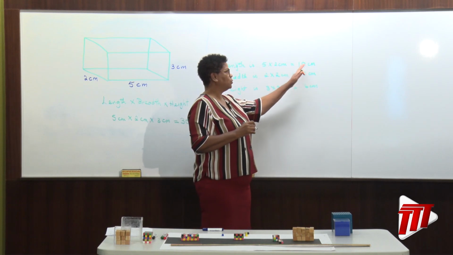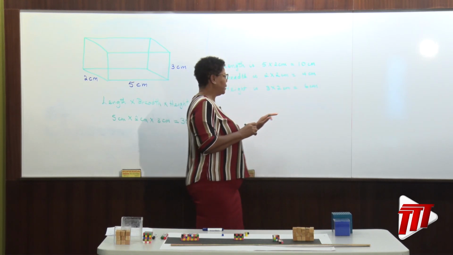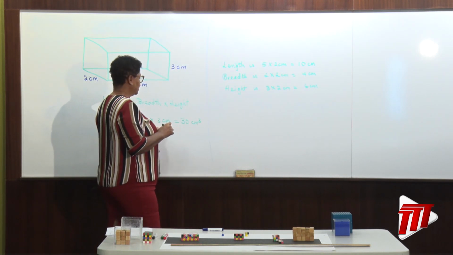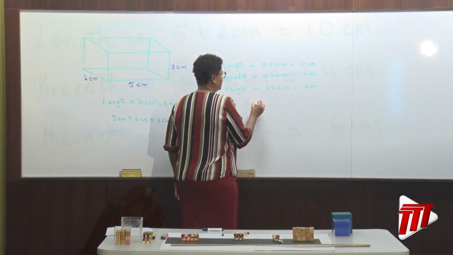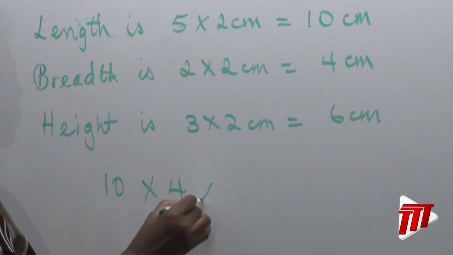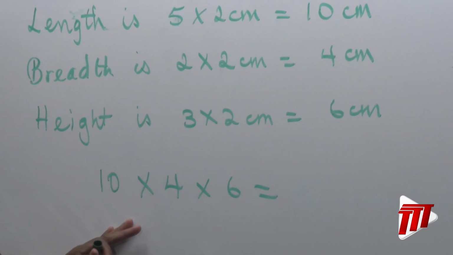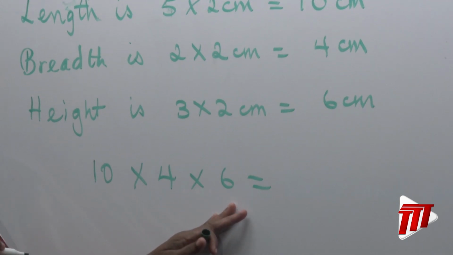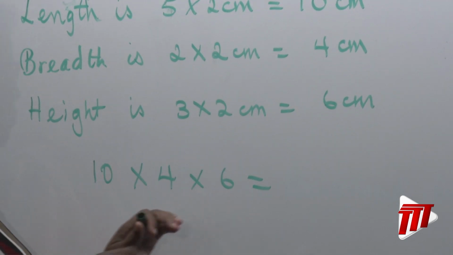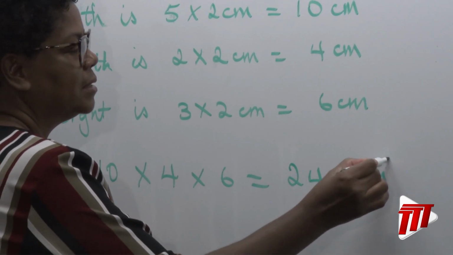So these are our 3 dimensions. Now we're going to multiply our dimensions to work out the volume, which is 10 multiplied by 4 multiplied by 6. 10, 4s are 40, and 40 multiplied by 6 is 240. 240 cubic centimeters.